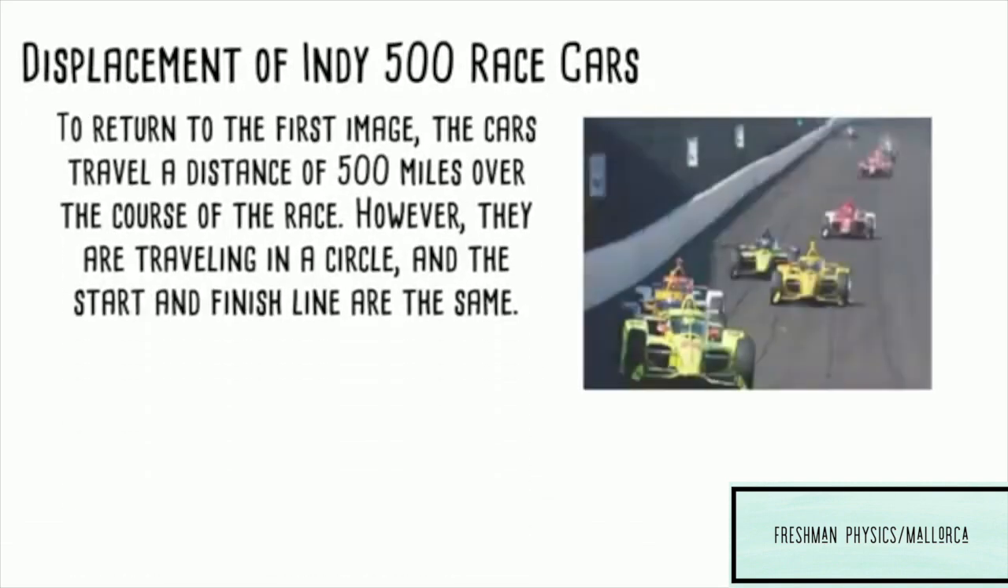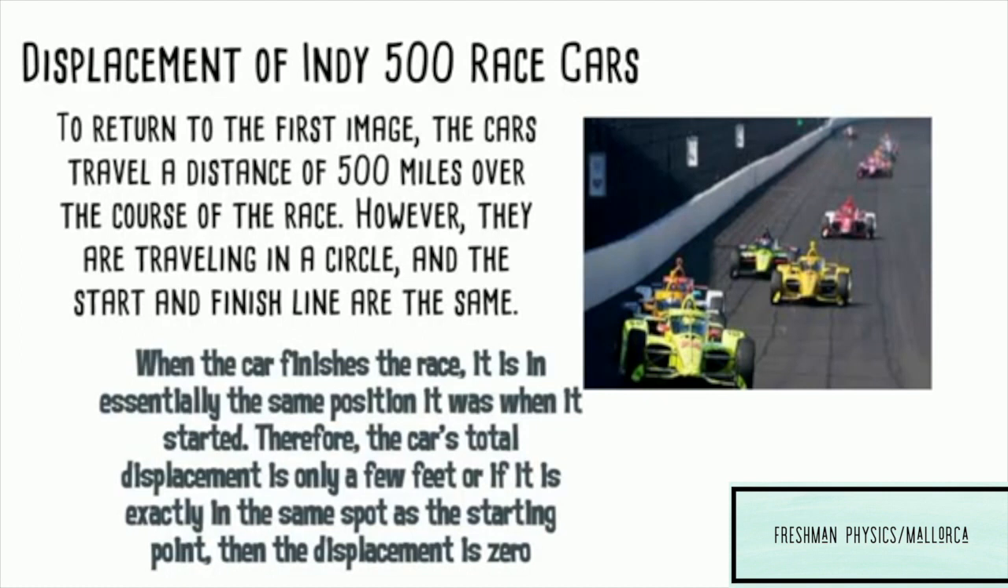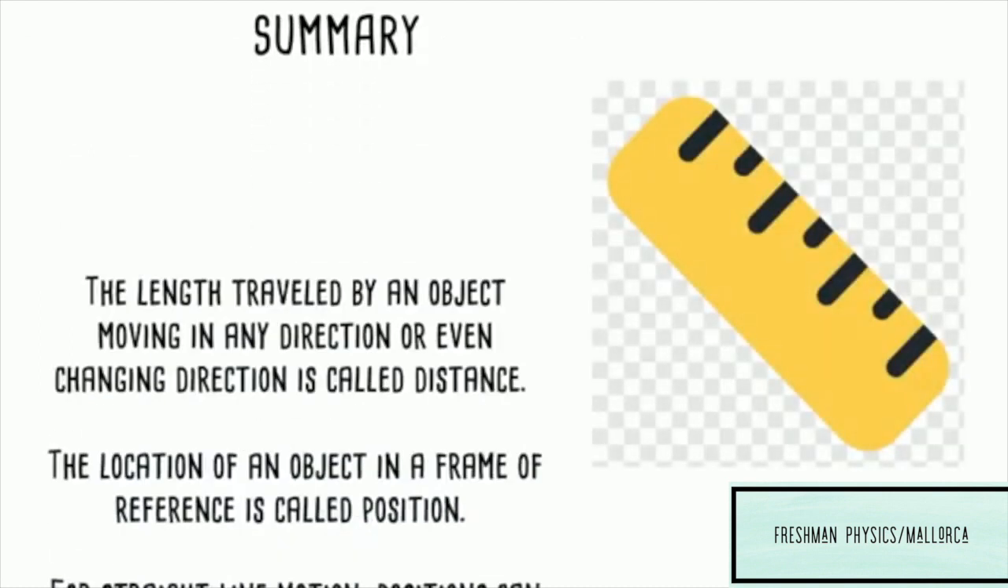Let us go back to our warm-up earlier. The cars travel a distance of 500 miles over the course of the race. However, they are traveling in a circle and the start and finish line are the same. So what would be its displacement? When the car finishes the race, it is essentially in the same position it was when it started. Therefore, the car's total displacement is only a few feet, or if it is exactly in the same spot as the starting point, then the displacement is 0. But for the distance, you can solve for it, and it's 500 miles.